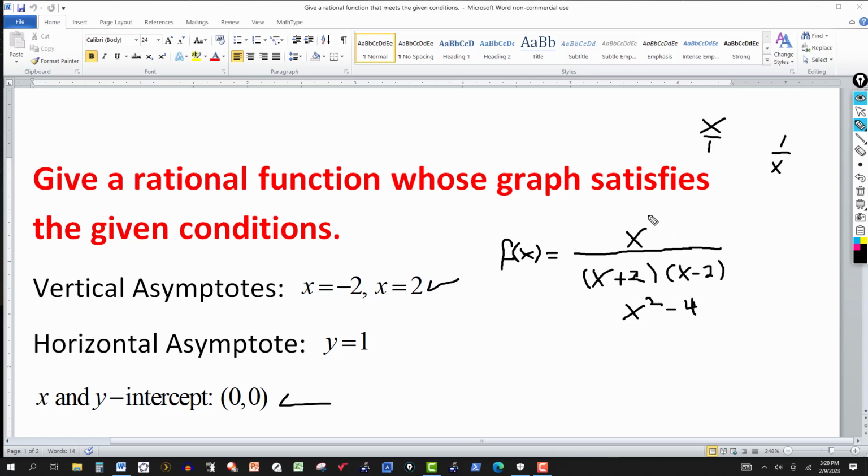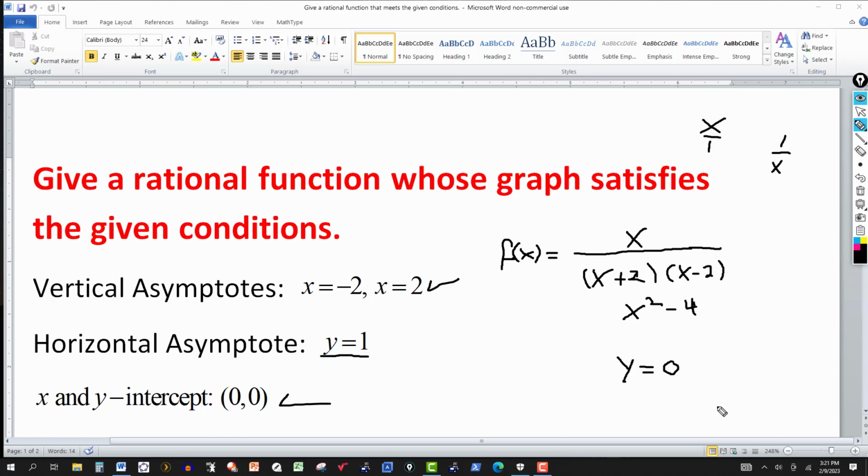So the degree of the numerator here is 1. The degree of the denominator is 2. Now when the degree of the numerator is less than the degree of the denominator, y equals 0 will correspond to your horizontal asymptote. That, of course, is your x-axis. But we have to have y equal 1. So let me just, again, go over that. If the degree of the numerator is less than the degree of the denominator, the horizontal asymptote will always be y equal to 0. We don't want y equal to 0, we want y equal to 1.